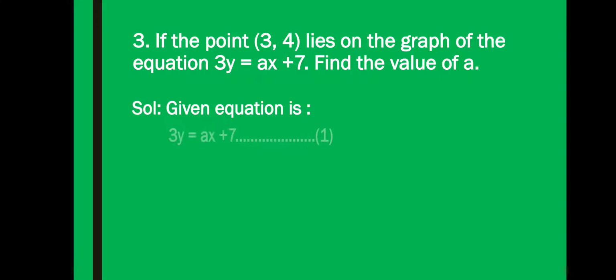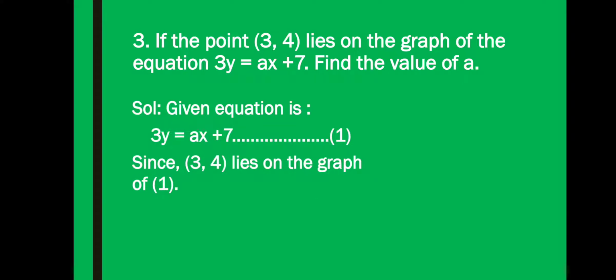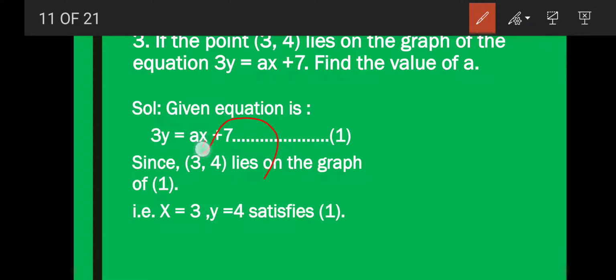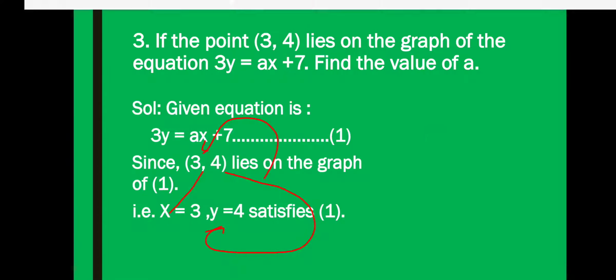First of all, the given equation is 3y is equal to ax plus 7. Since (3, 4) lies on the graph of equation 1, x is equal to 3 and y is equal to 4. As you know, the first number, that is 3, gives the value of x, and the second number gives us the value of y. Actually this is the order of x comma y. The point is given in the order of x comma y.